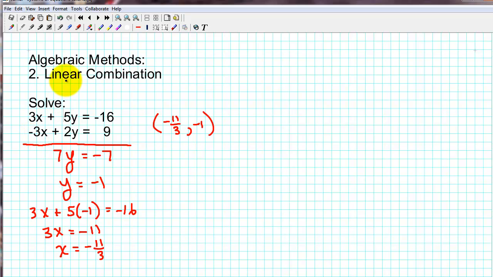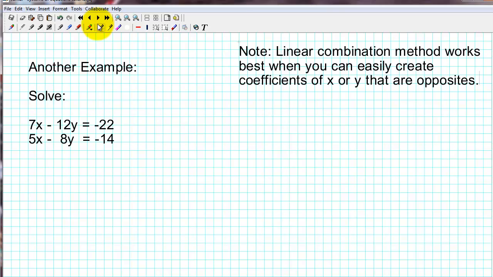So let's look at what happens if we do not start out with opposites. In this case, we need to create opposites. One of the things we are allowed to do is multiply both sides of the equation by a number, and we maintain our equality. So we want to create opposites either in the x's or the y's. The common multiple here for x's would be 35, so we would need to create a positive and negative 35, or 12 and 8 both divide into 24, so we could create positive and negative 24.